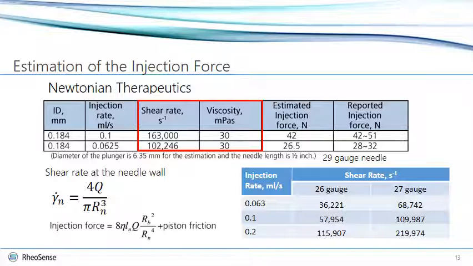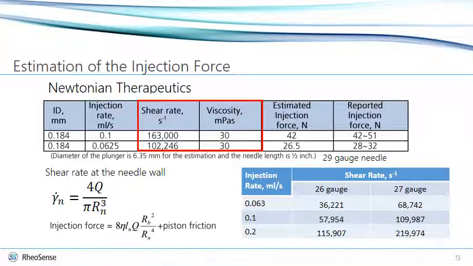If we have a viscosity of 30 centipoise, the estimation for the injection force based on the pressure drop equation we just presented is given here. As you can see, we do pretty well, and the small differences observed are most likely due to the fact that we are neglecting piston friction.